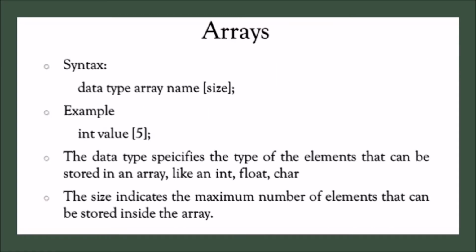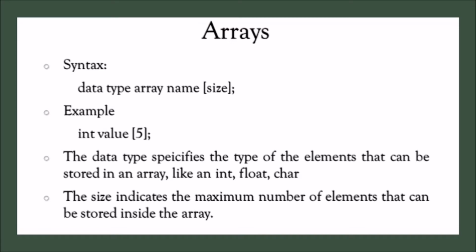Okay, so how can we declare an array in C language? Its syntax is data type, then the name of the array and the size of the array. For example, we have to create one array whose name is value, and we want to store elements whose data type is integer. So first of all, int, the array name is value, and 5 is the size of that array.